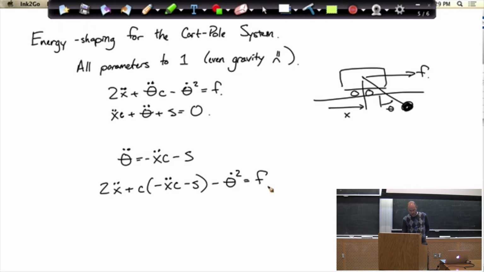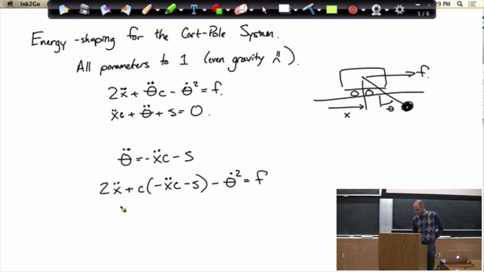What this means is I can predict what the motion of the cart is going to be. It's a function of the force that you're putting in and the state of the whole system, including the angle and velocity of the pendulum, okay? But I can solve directly for x double dot. Okay?